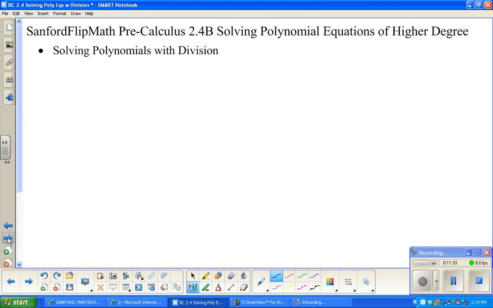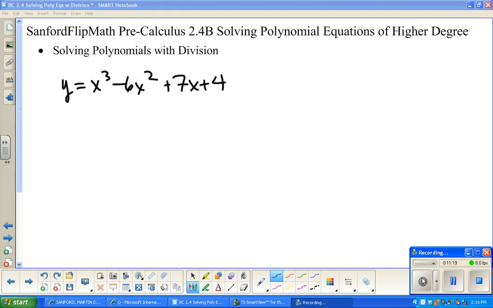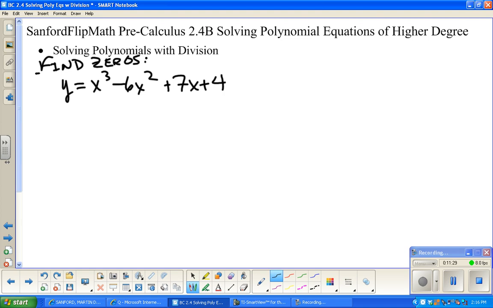Now this is probably the most important or the biggest deal in this section. And so what we're going to do is try and find zeros. Okay, so here's an example of what we'd like to do. We want to find all of the zeros. Now remember, the zeros are the x values that make y equal 0. So in other words, I want to solve this equals 0.